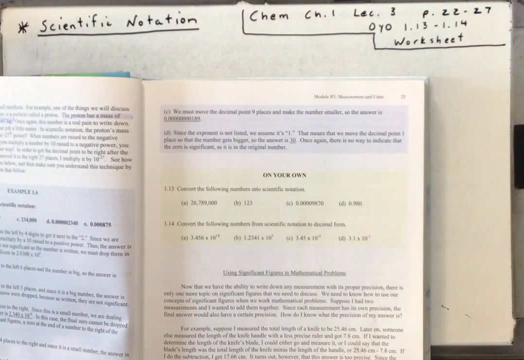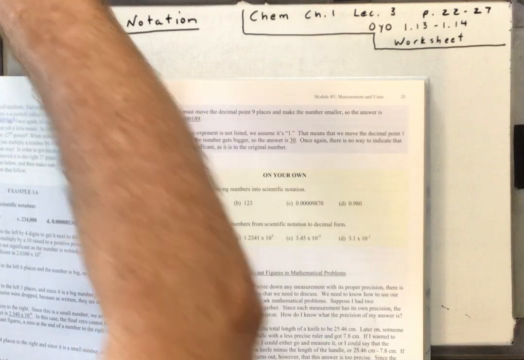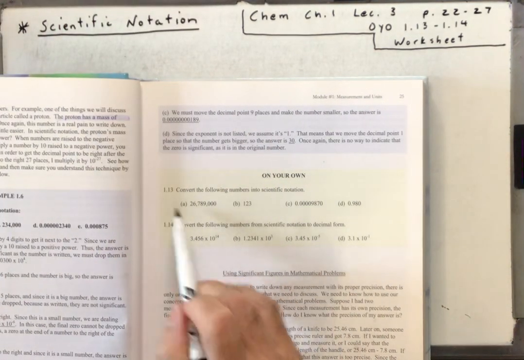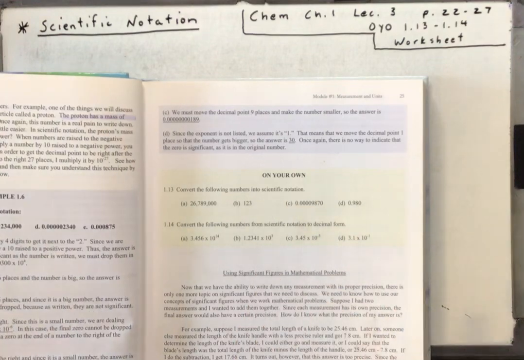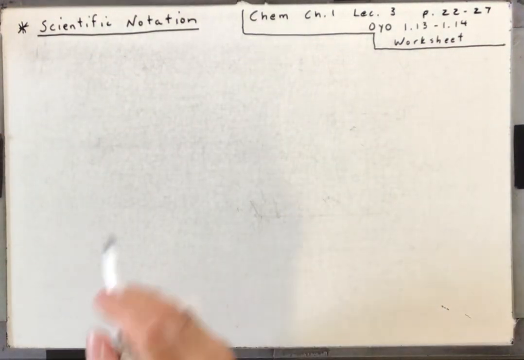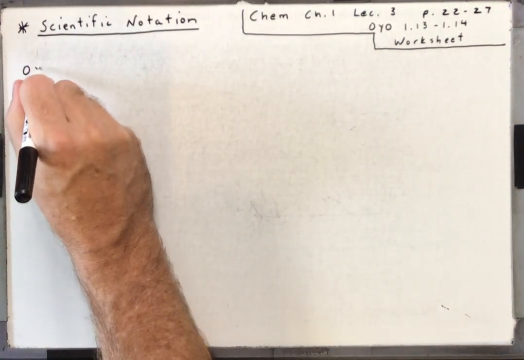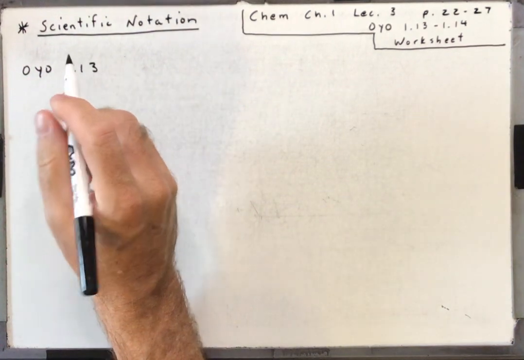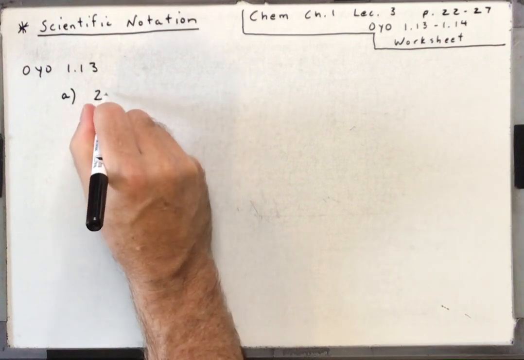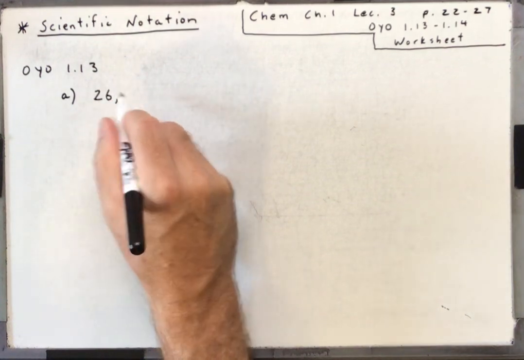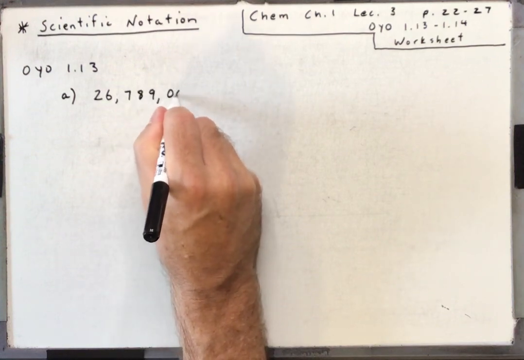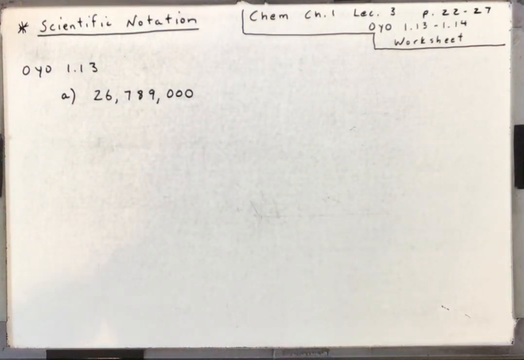And we'll work 1.13. So convert the following numbers into scientific notation. All right, so part A is 26,789,000. So we want to convert that into scientific notation. So this is how you do it.